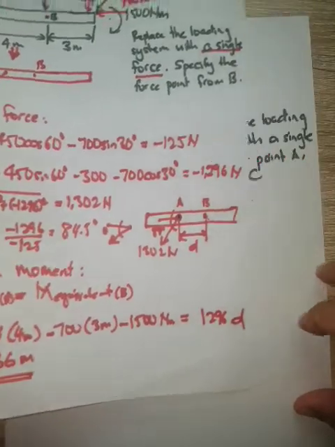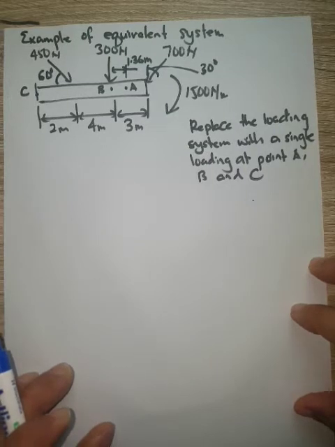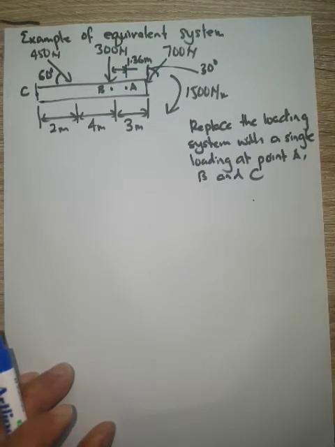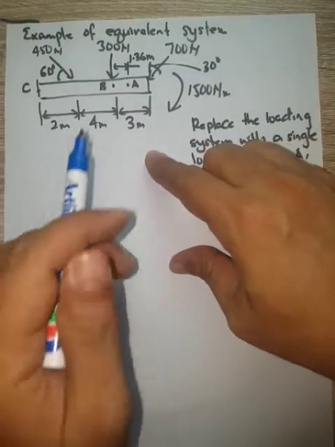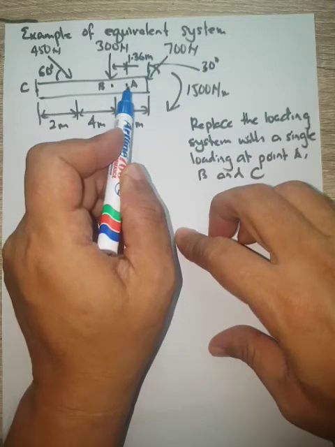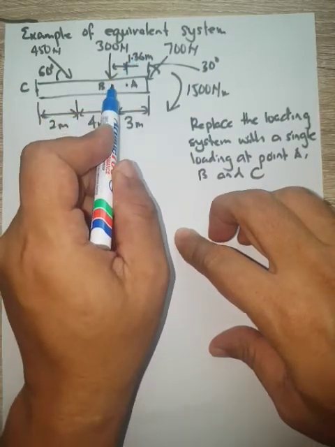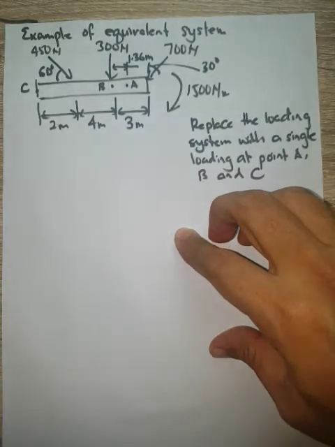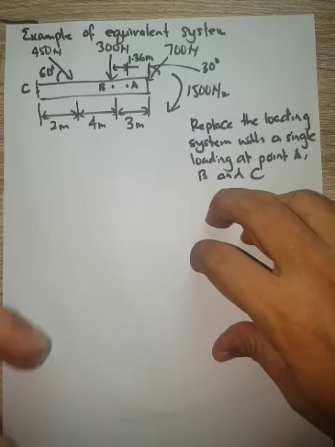So next problem, similar question, similar system but a different question. Now we have point B here, but we have another point A, which is 1.36 meter to the right of B, because I follow the result from the previous problem, and another point C here.